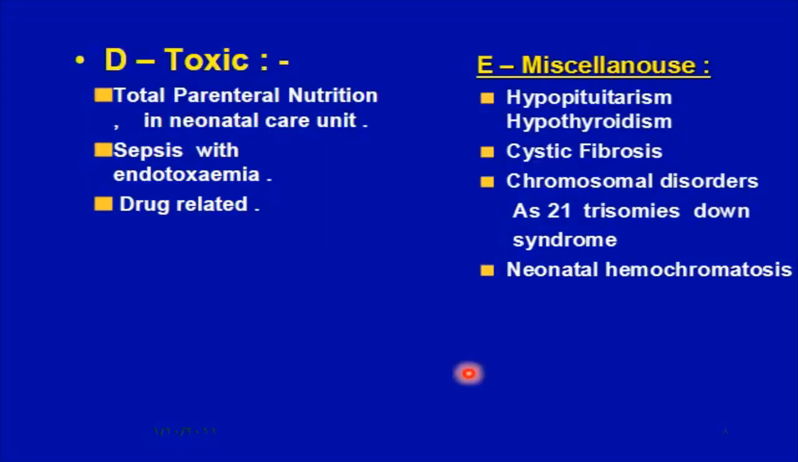Now, the third group, intrahepatic, was toxic, which is usually seen in patients in the neonatal care unit who are taking total parenteral nutrition. Also, sepsis with endotoxemia, drug-related. The other group in intrahepatic disease that causes cholestatic jaundice was miscellaneous, which includes hypopituitarism, hypothyroidism, cystic fibrosis, chromosomal disorders like trisomy 21 Down syndrome, and neonatal hemochromatosis.